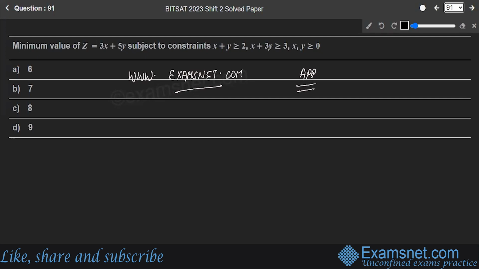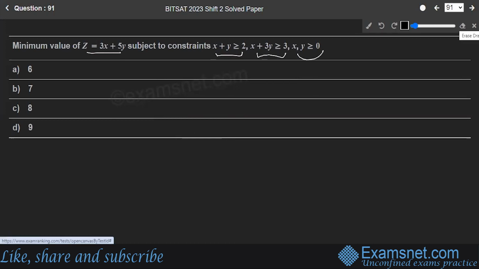In this particular video, I'll be solving the mathematical portion for the BITSAT 2023 Shift 2 paper. So very best of luck. Let's start with the 40 questions. The very first question, question number 91, says: the minimum value of z, which is equal to 3x plus 5y, subject to these constraints, where x and y are greater than or equal to 0.